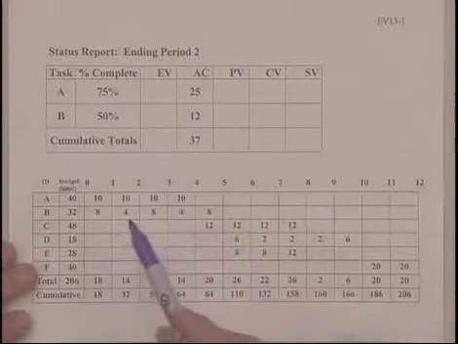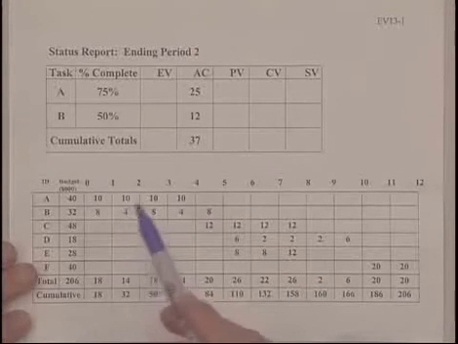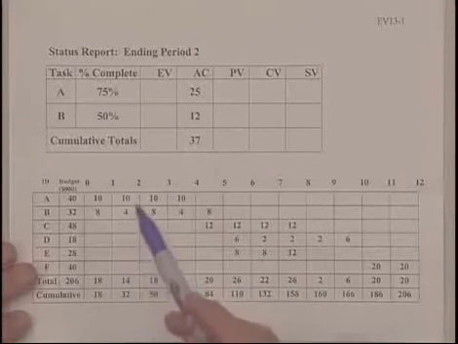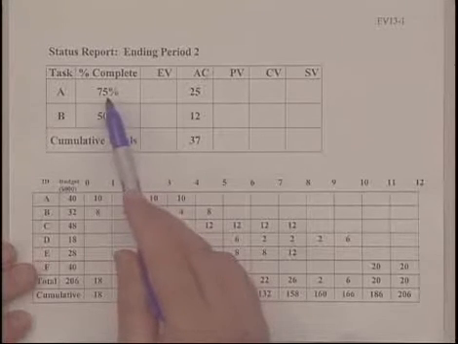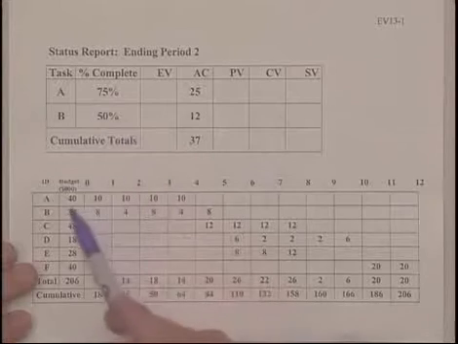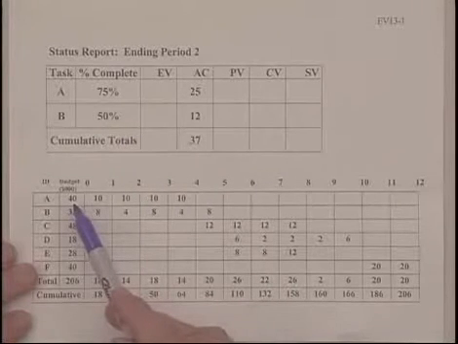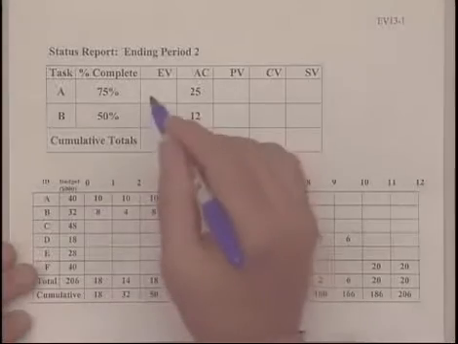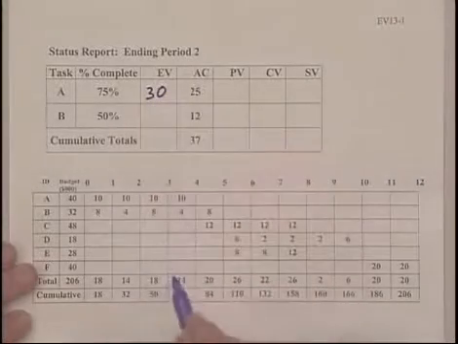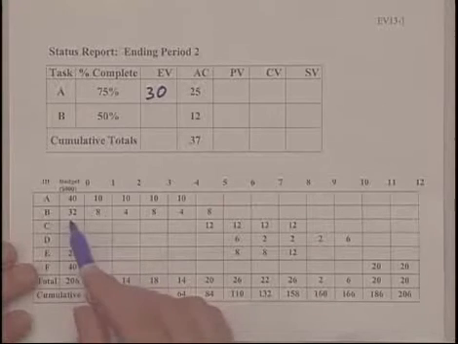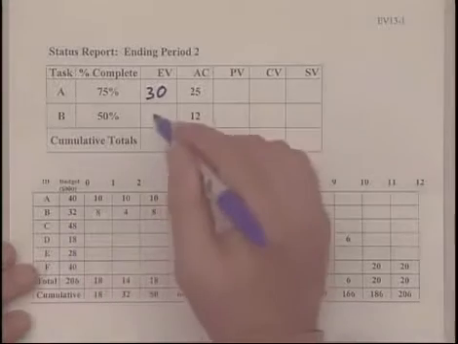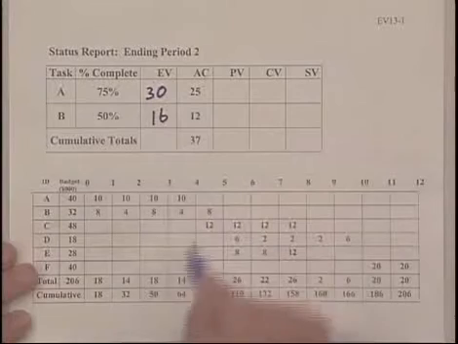So earned value. Earned value is how much work have we accomplished in terms of what we planned. And we've accomplished 75% of that. So we take that 75%, multiply it by the total cost for activity A, 40, and that gives us an earned value of 30. Activity B is 50%. We take 50% of 32, and that's 16.